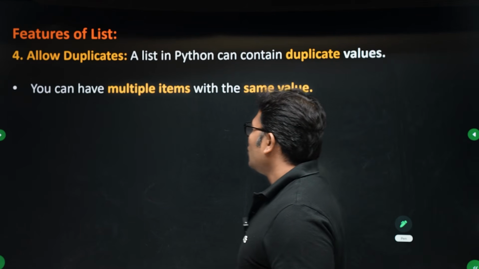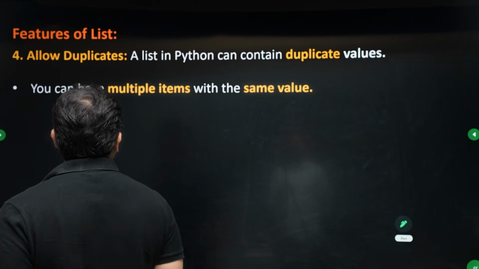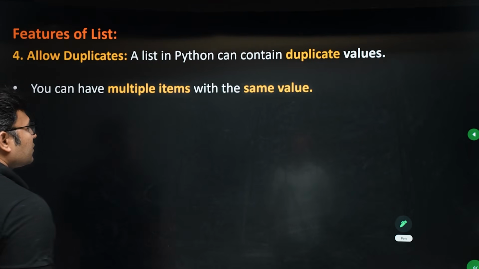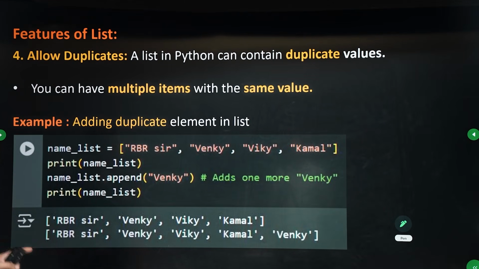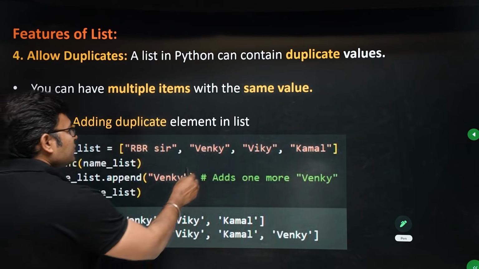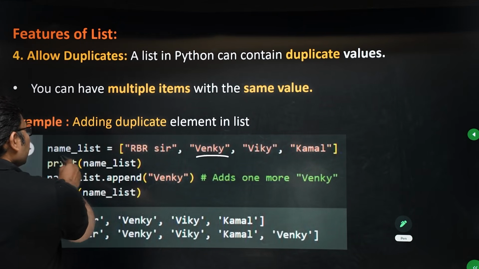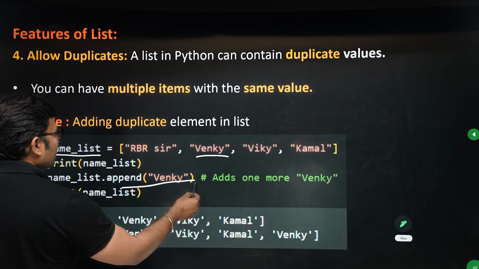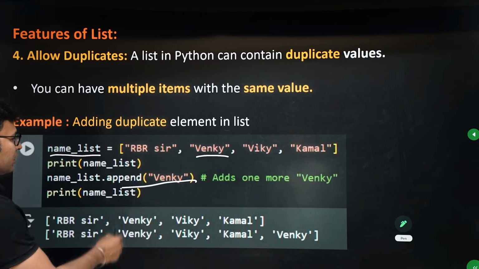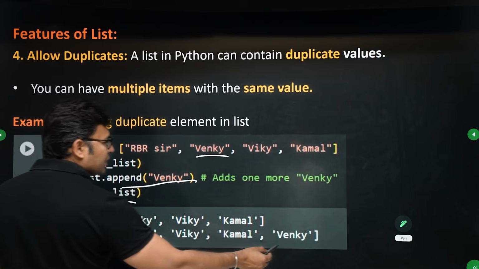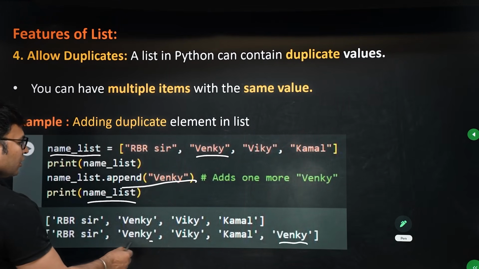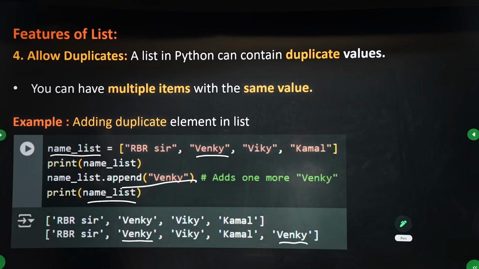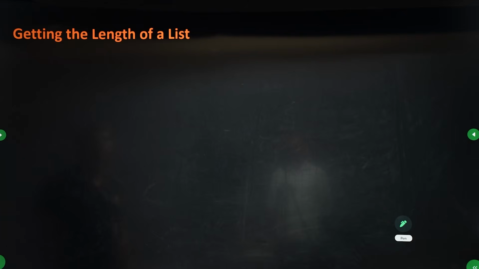Now duplicate values are allowed in the list, which means, for example, in this list Venki is already there in the name list. Now if I append Venki and print the list, yes, Venki is appended even though Venki is already there. Therefore, duplicate values are allowed in the list. So be careful when you are dealing with the list, duplicate values are allowed.